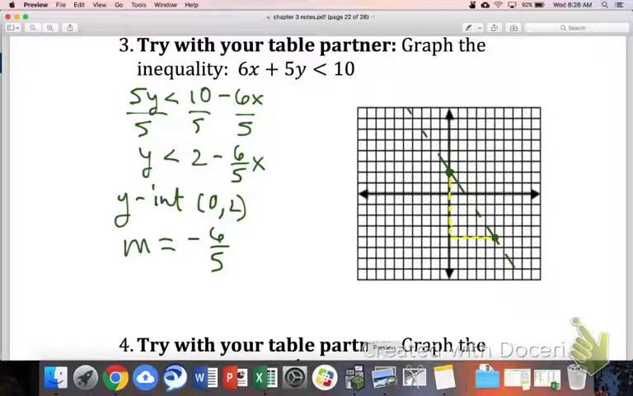Okay, so I'm going to let you guys figure out the shading if you haven't already done that. Use a test value. What's often the easiest test value? 0, 0. That's the first one I used last time, and I think it'd be the first one you'd want to use here. I think it would work just fine on this one. So, 0, 0 would be a wise one to plug in. So give it a shot, see if you can figure out which side the shading needs to be on.